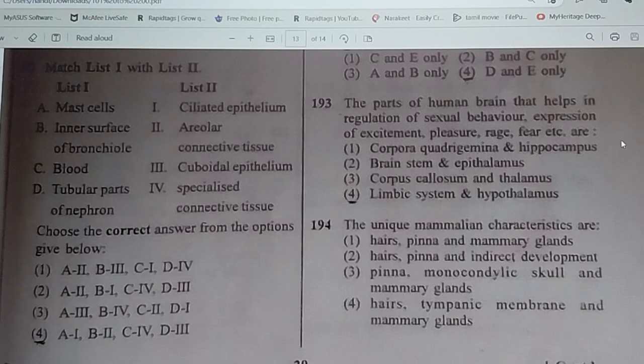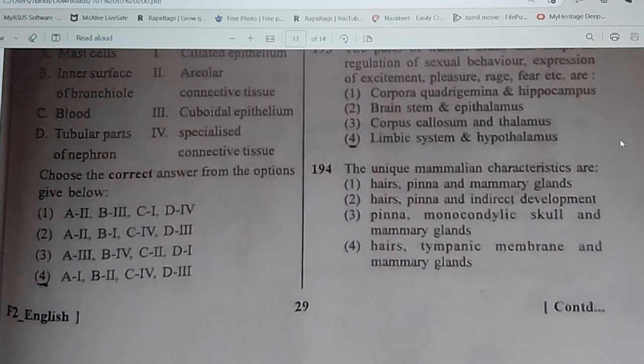The part of human brain that helps in sexual behavior, expression, excitement is limbic system and hypothalamus. Option D for dog. And then 194, the unique mammalian characteristic, of course, we have hair, pinna and mammary gland. That is option A.